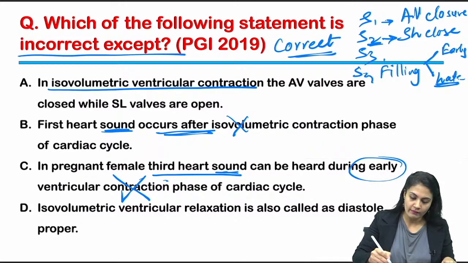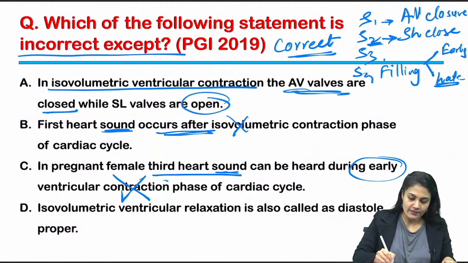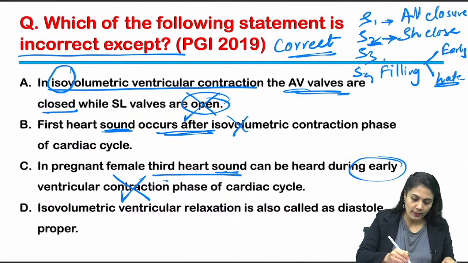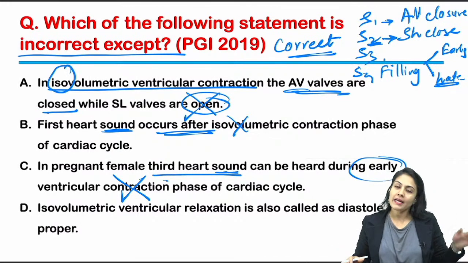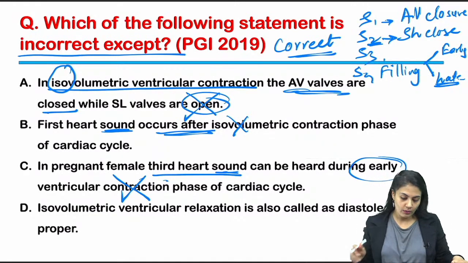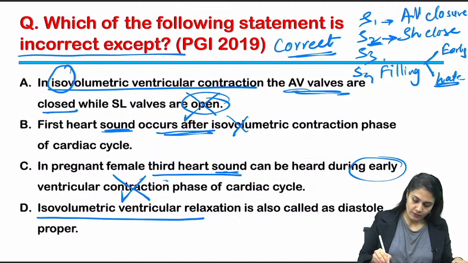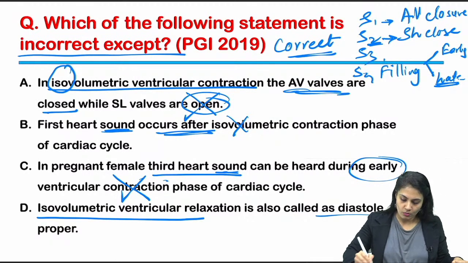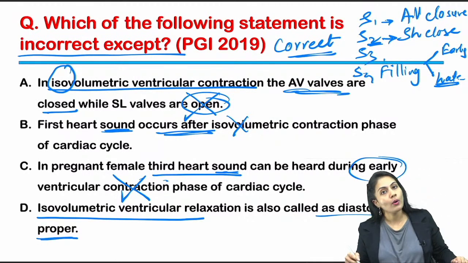In isovolumetric ventricular contraction, AV valves are closed, SL valves are open. In iso, both the valves are closed, be it the isovolumetric contraction, be it the isovolumetric relaxation. Okay, isovolumetric ventricular relaxation is also called as diastole proper.